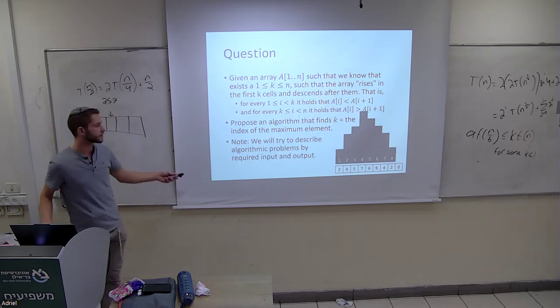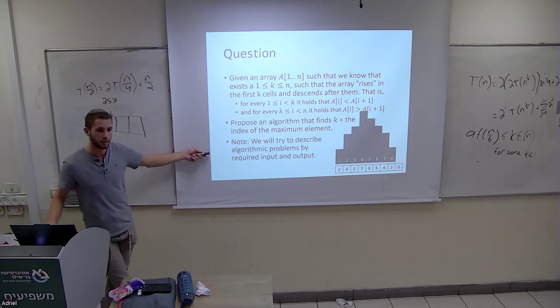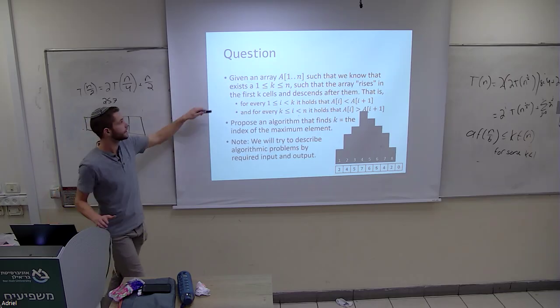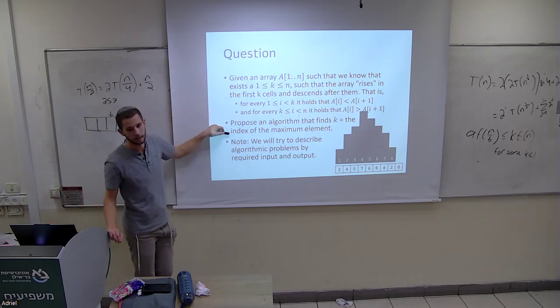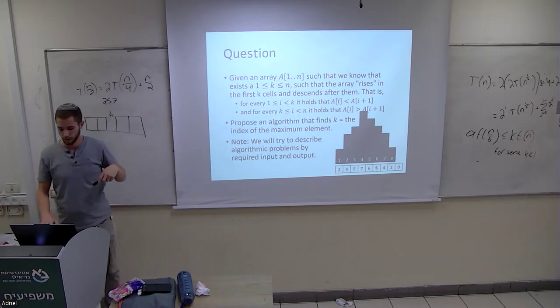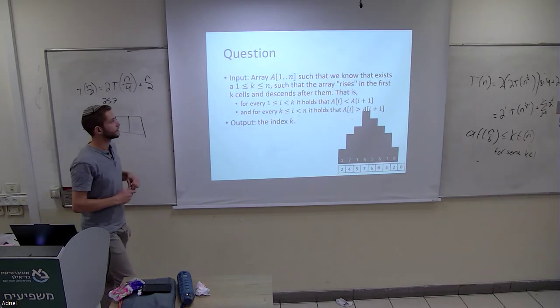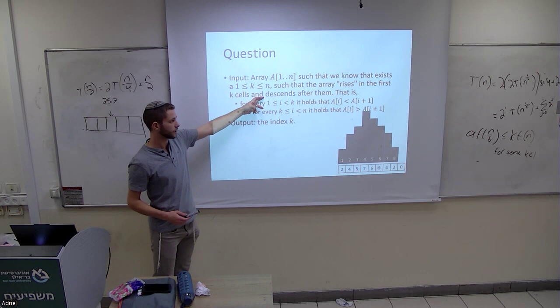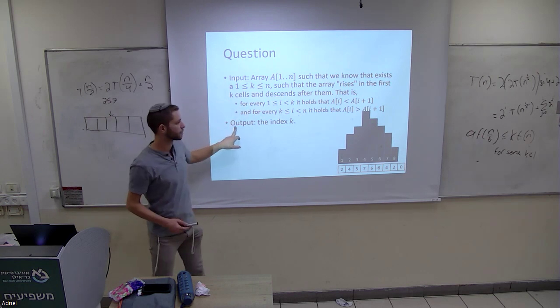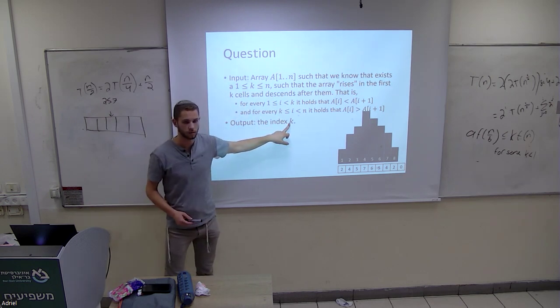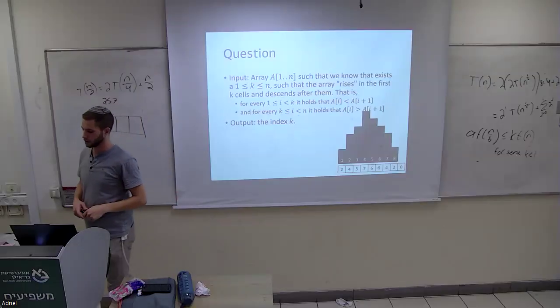Okay, from now on, we're going to try to describe algorithmic problems by input and output, instead of saying, given blah, blah, blah, find this. So what's the input for this? It's an array. And the output, we want the index k. All right. So how do we do this?